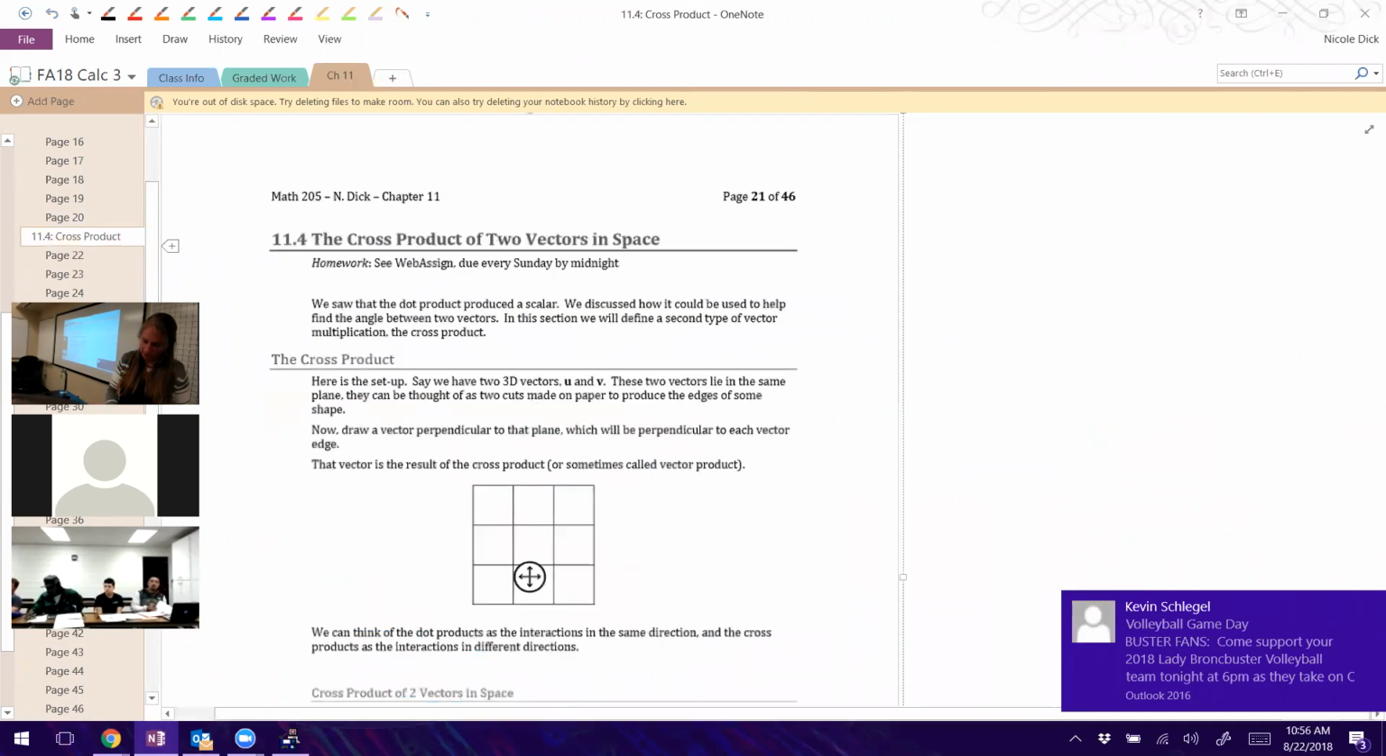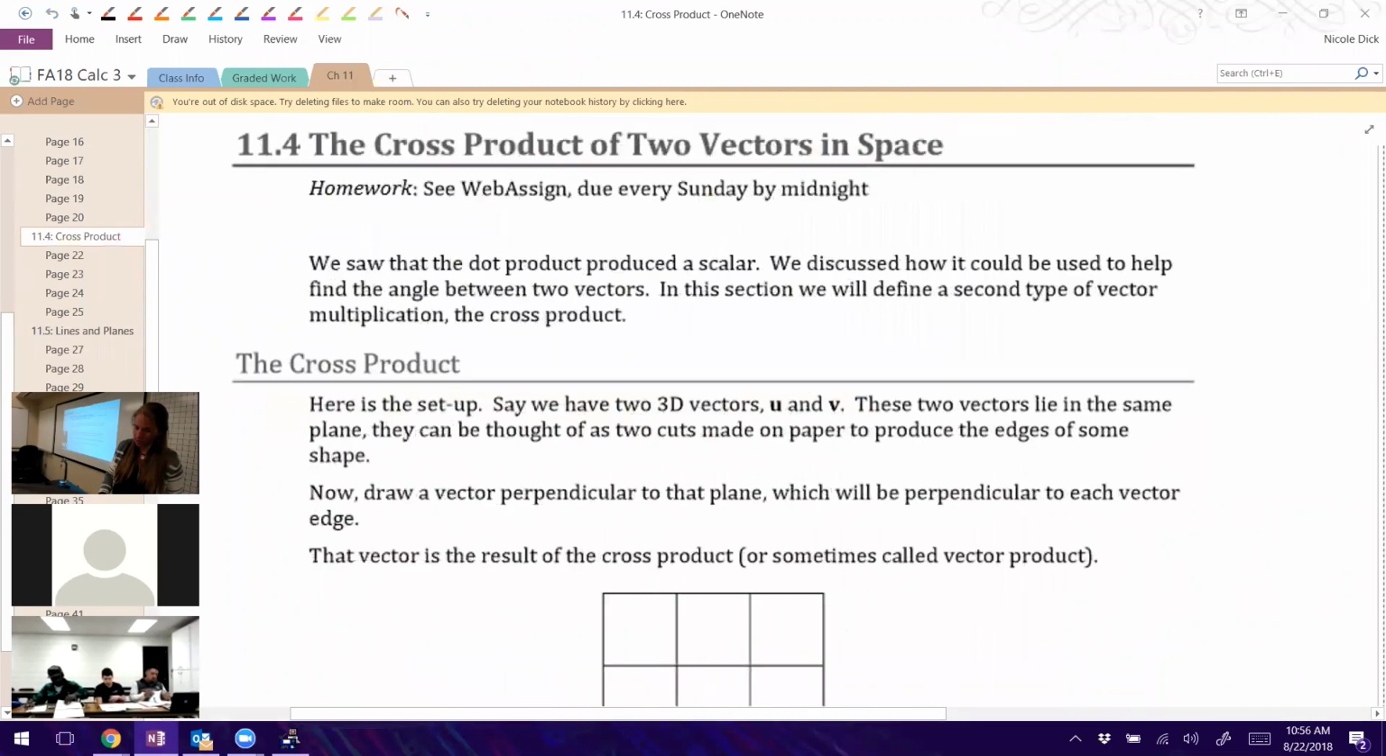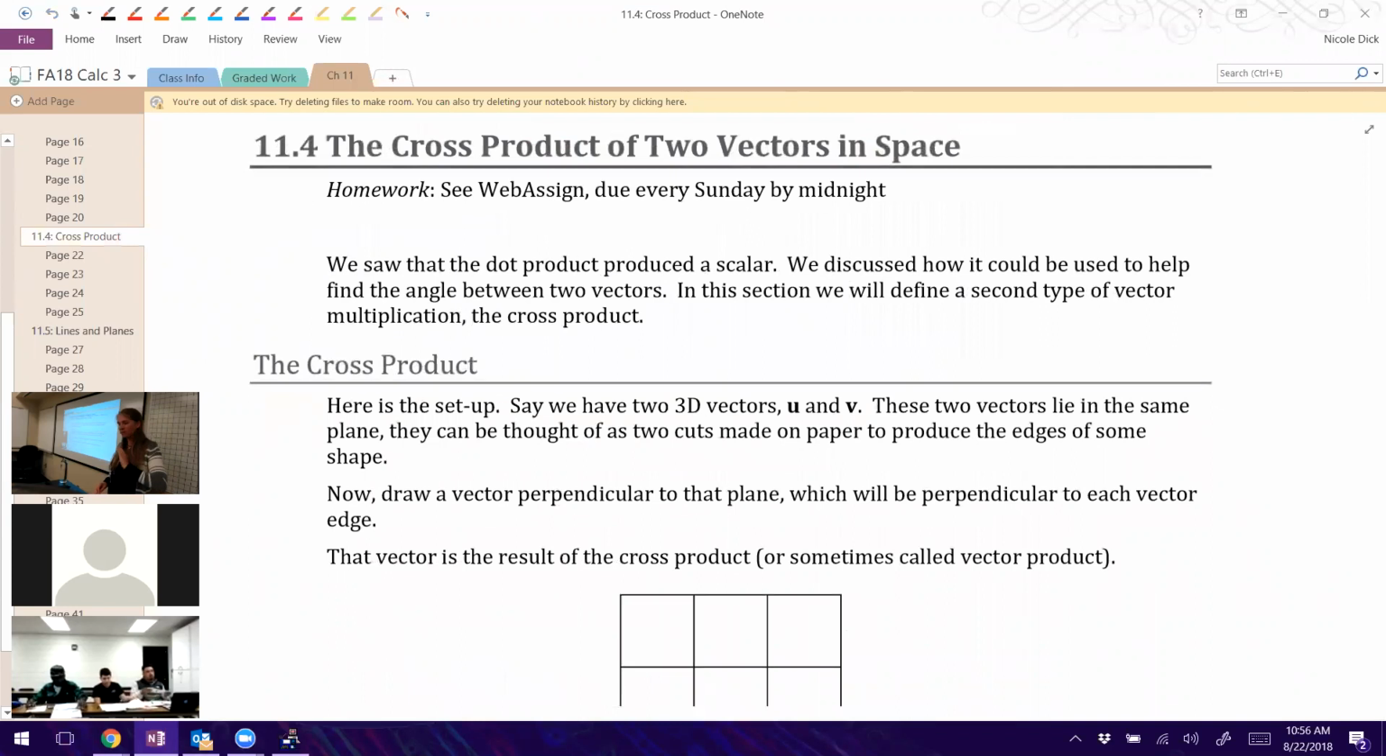Word problems will show up later. All right, so let's move on to the cross product, the other way we can multiply vectors.